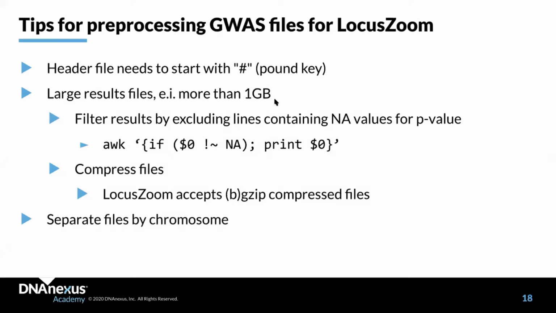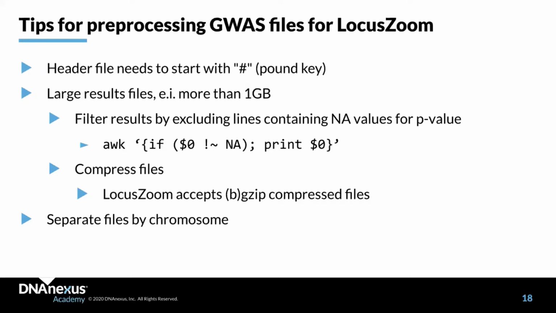There are different things that you can do. For example, you can filter by excluding variants containing NA values. This happened to us when we were testing with the BLINK files, where a lot of variants had NA values, and you can just filter them out. By that, you can reduce your file.